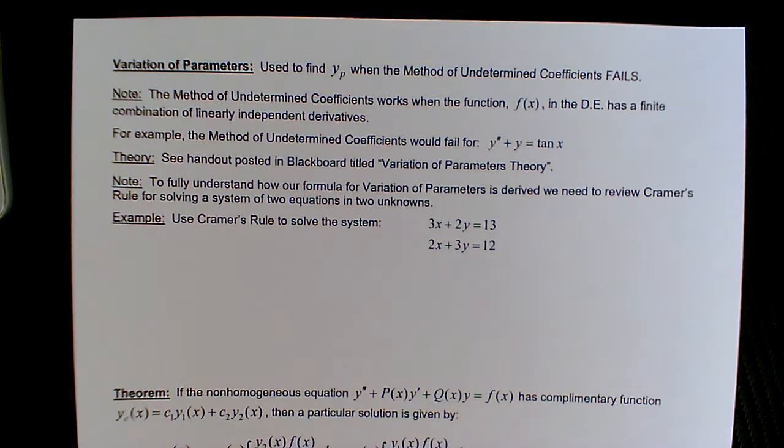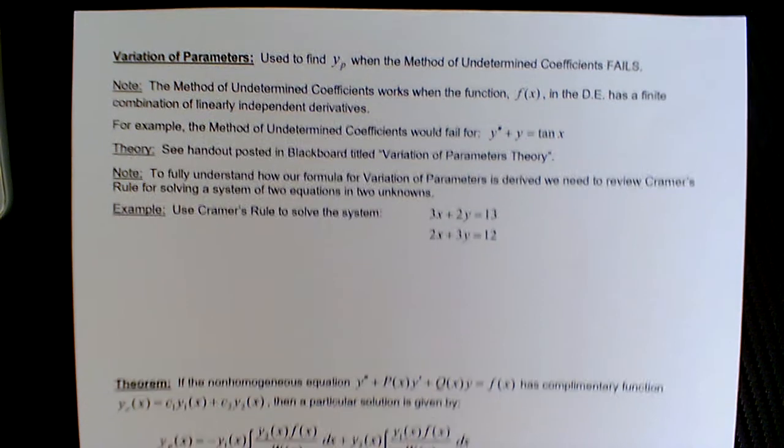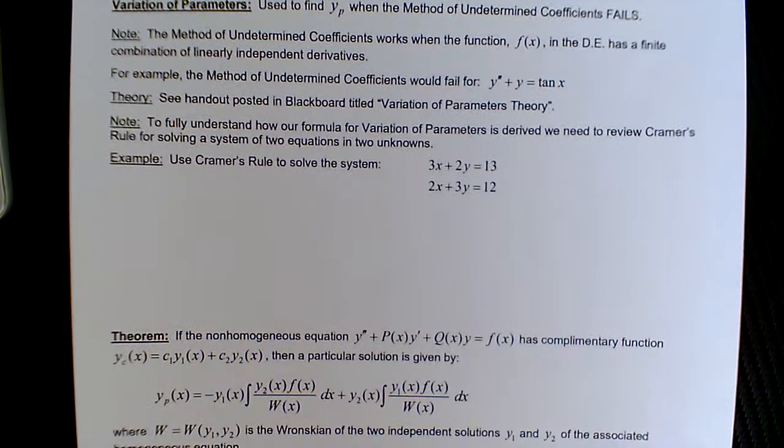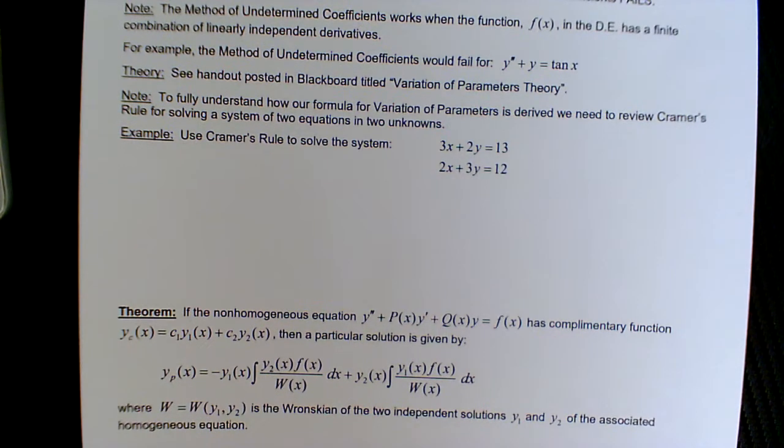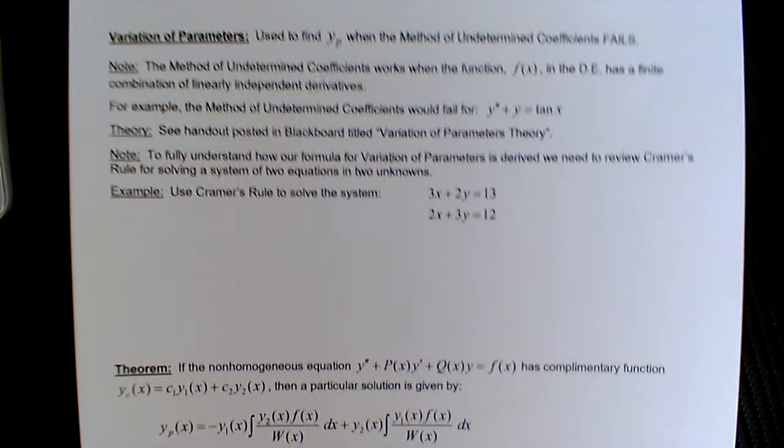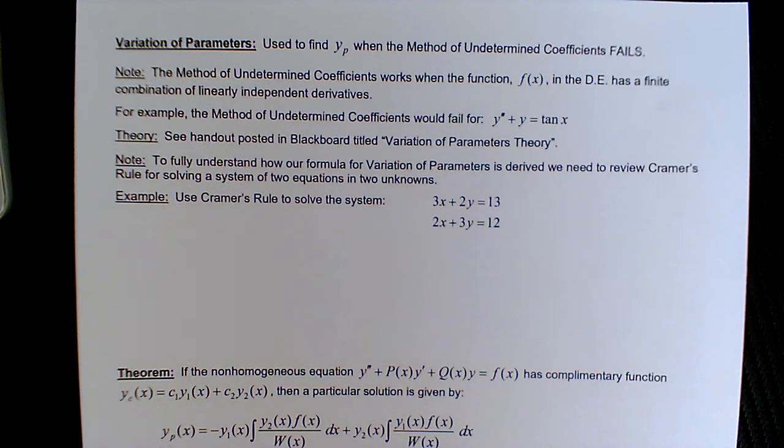Hello everyone. This is part one for variation of parameters. Basically today we're going to see the theory behind the development of our formula, which if you scroll down a little bit under the theorem you see a kind of complicated solution for y sub p. So we're going to look at how that comes about.